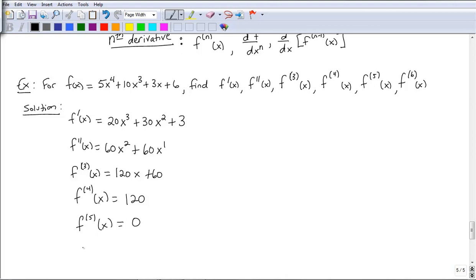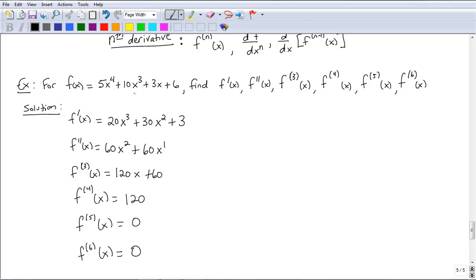A lot of times people say, oh, well, you can't find any more derivatives now because you got a 0. That's not true. 0 is a constant just like 120 is. So when I take the derivative of a constant, I get 0. 0 is a constant. So when I take the derivative of 0, I get 0. And notice, from the fifth derivative down, it's just going to stay 0 forever.